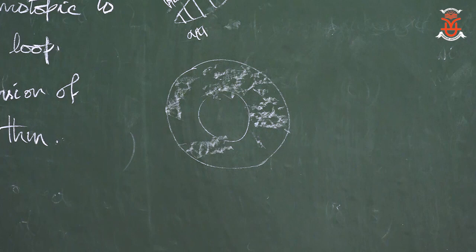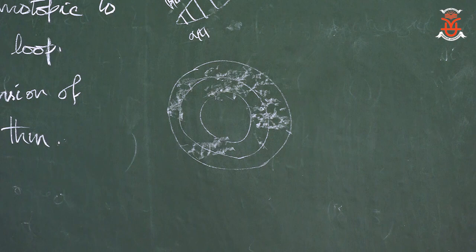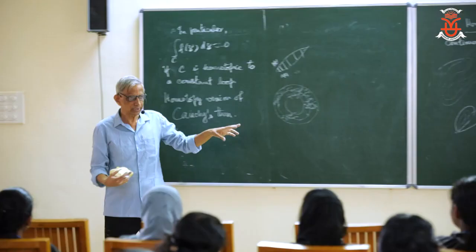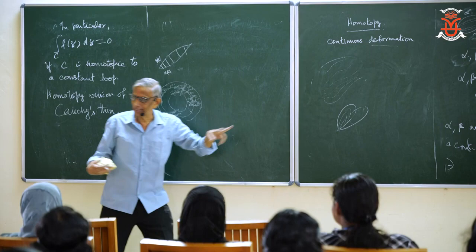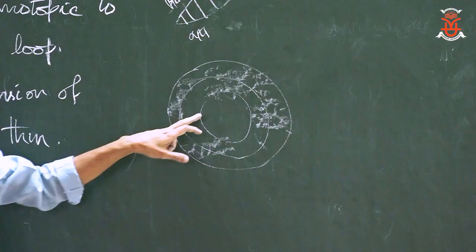If you take an annulus, for example, if you take a circle like this, you can't deform it to a point. Homotopic to a constant means what? You can shrink the whole circle to a point. But you can't do that for this circle. You have to do it within the domain. Of course, you can do it in the whole plane for everything, but within the domain, all the intermediate curves should lie in the domain. So that you can't do, right?